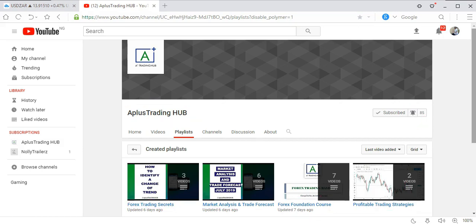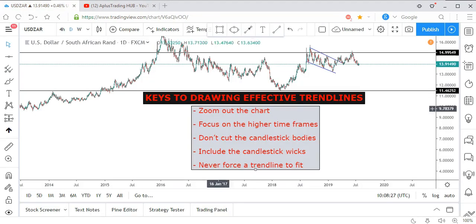Let's jump into the charts. Alright, these are keys to drawing effective trend lines. One, when drawing a trend line, you need to zoom out of the charts. The color of the candles and the size of the candles does not matter. All you want to see is the swing highs and lows. So you zoom out the chart so that you can see that clearly.